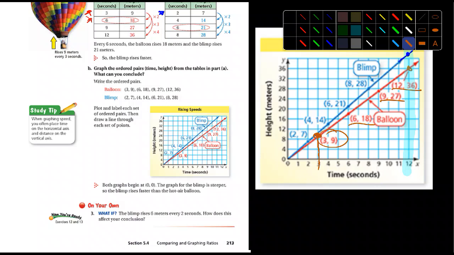And then you started at 0, 0, and you just drew a straight line. And then you did the same thing with the blimp, or actually they did, you guys didn't do it. Okay, and that's a very brief review on graphing.